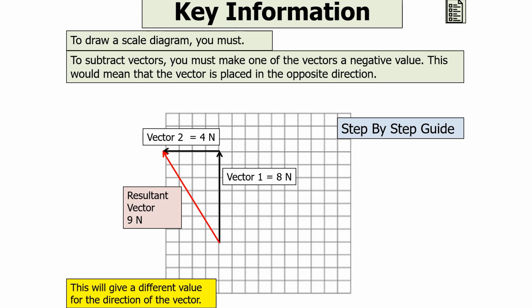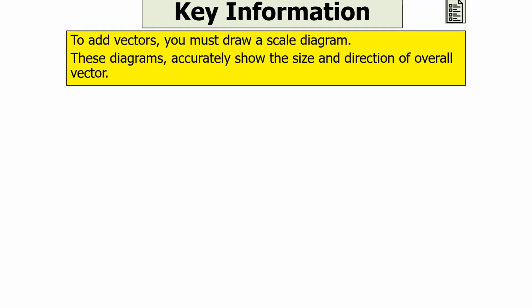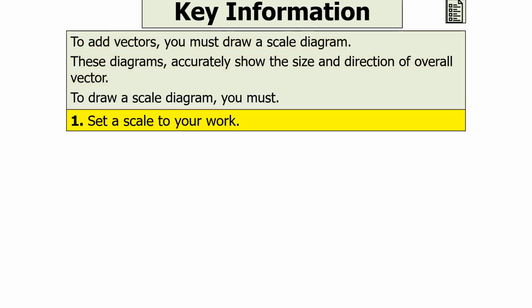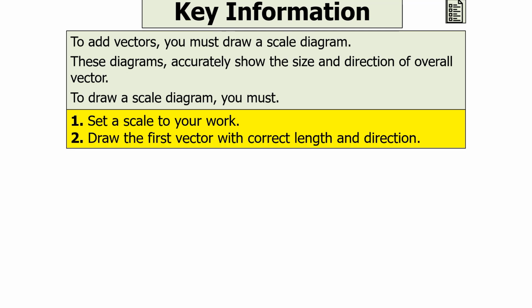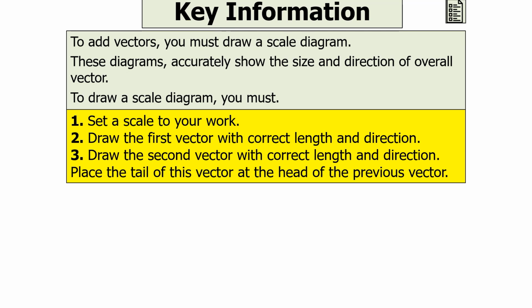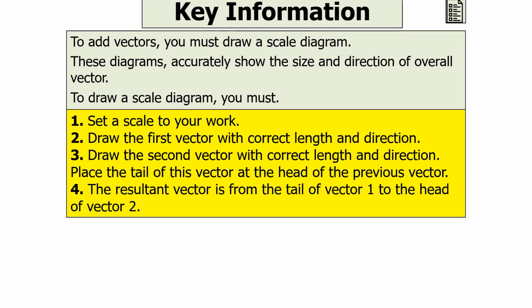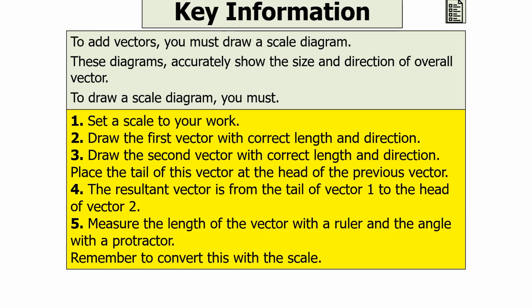Now, so let's just clarify. To add vectors, you must draw a scale diagram. These diagrams accurately show the size and direction of the overall vector. So to draw the scale diagram, you must set a scale to your work. Draw the first vector with the correct length and direction. Then draw the second vector with the correct length and direction, placing the tail of this vector at the head of the previous vector. Then the resultant vector is from the tail of vector 1 to the head of vector 2. You would then measure the length of the vector with a ruler and the angle with a protractor, and remember to convert with the scale.